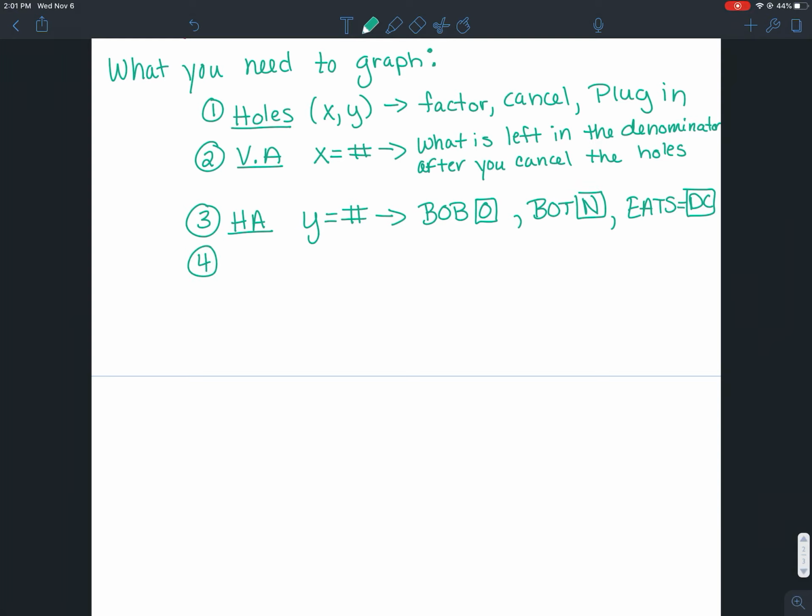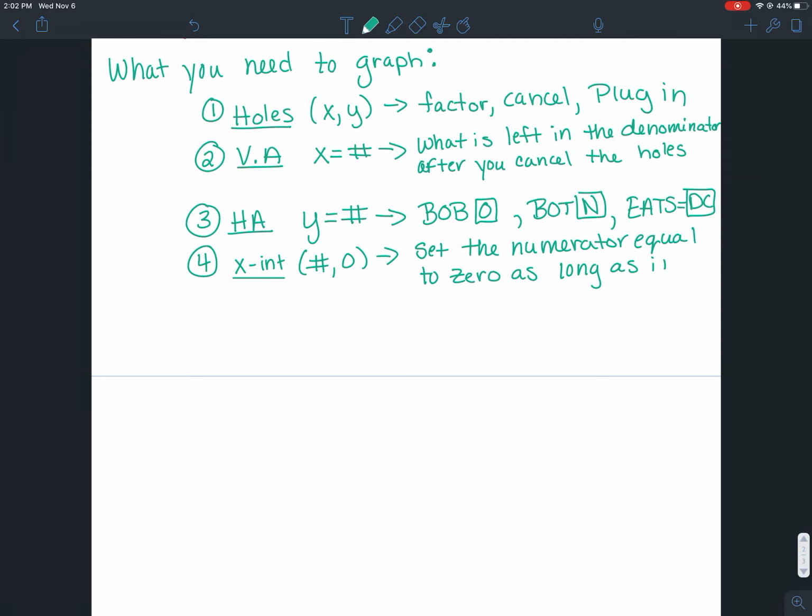The other thing you need to know is if there's any x-intercepts. And those are written as a number, comma 0. And all you have to do to find the x-intercepts without a calculator is set the numerator equal to 0, as long as it is not a hole. Okay, that's how you find the x-intercept.